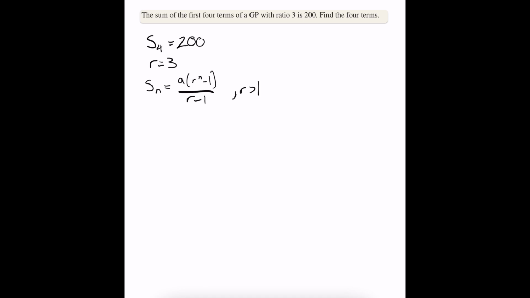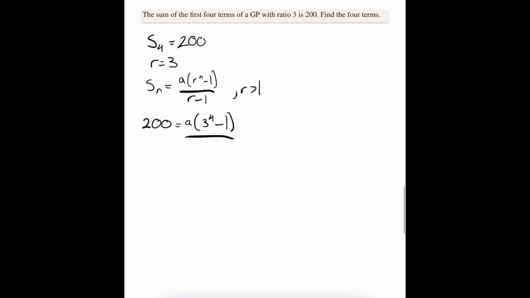So when we plug in the information that we know, i.e. that the sum of the first 4 terms is 200 and that the ratio is equal to 3, we get that 200 is equal to a outside of 3 to the power of 4 minus 1 over 3 minus 1. And now with this information, we can figure out what a is. So this is 200 equals a outside of, so 3 to the power of 4 is 81, minus 1 is 80, divided by 3 minus 1, which is 2. So we get 200 is equal to 40a. So that means a is just equal to 5.